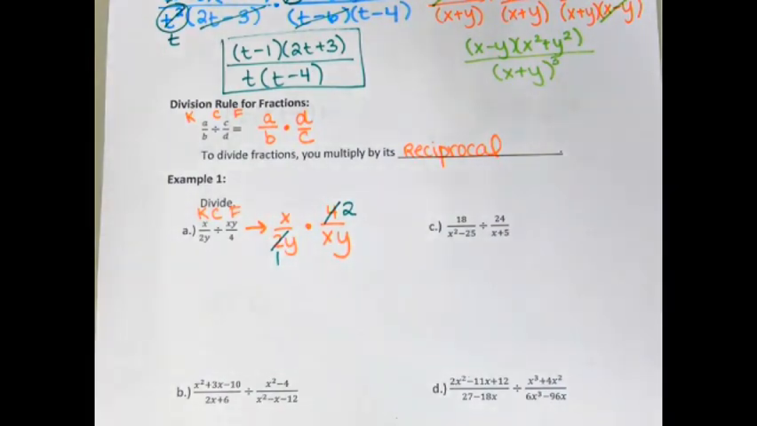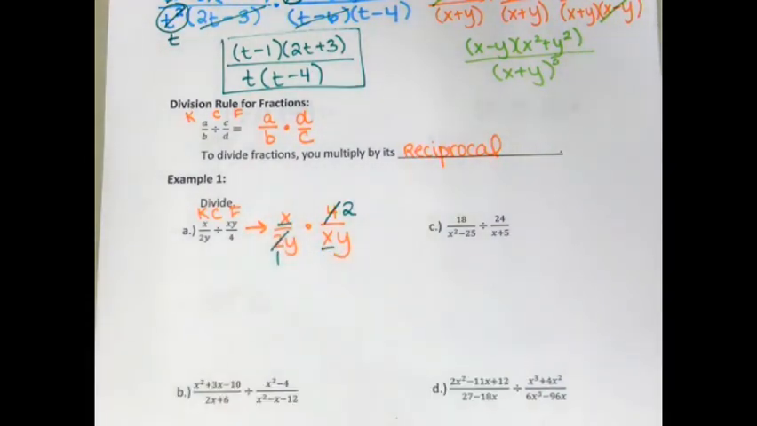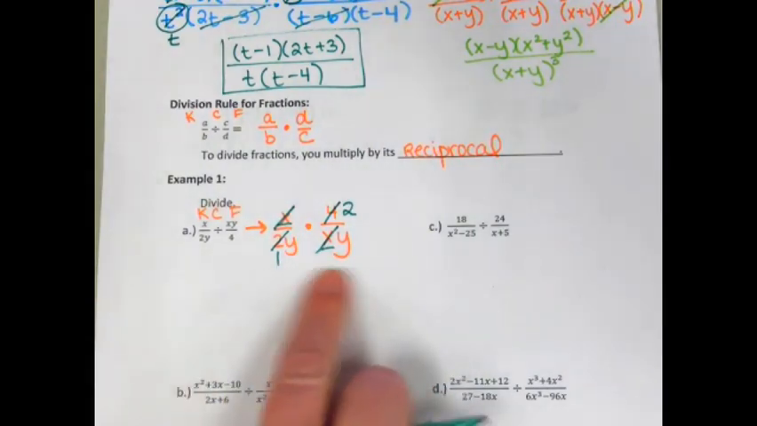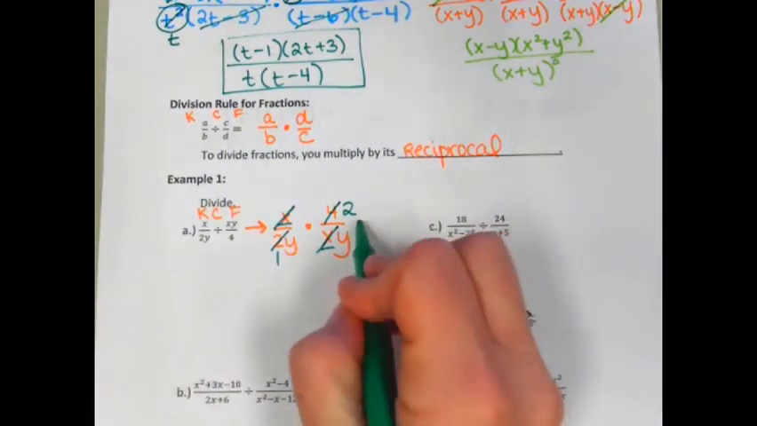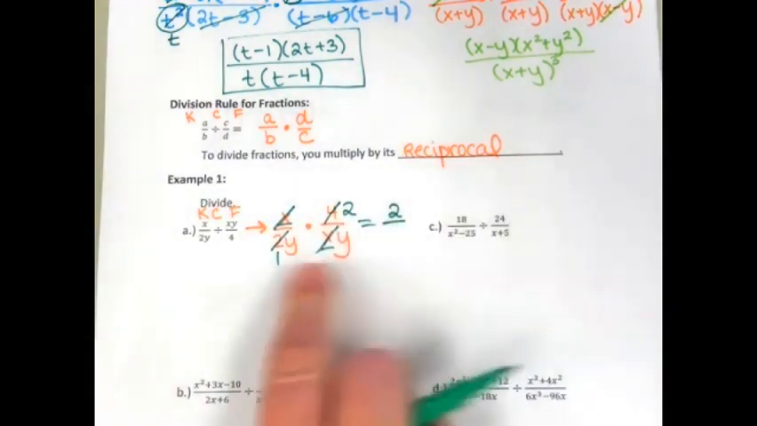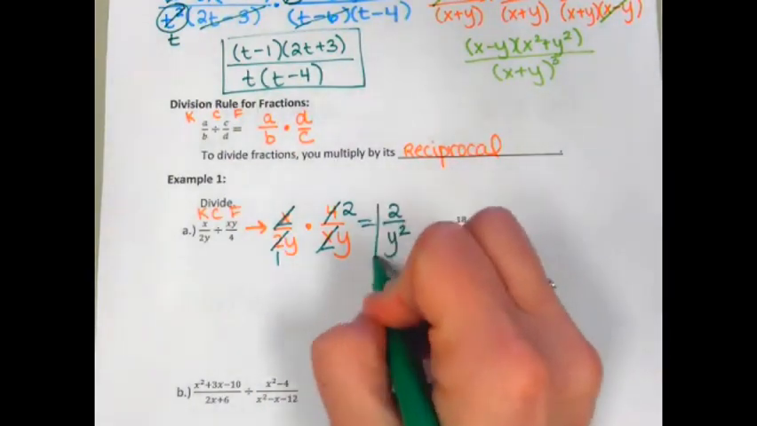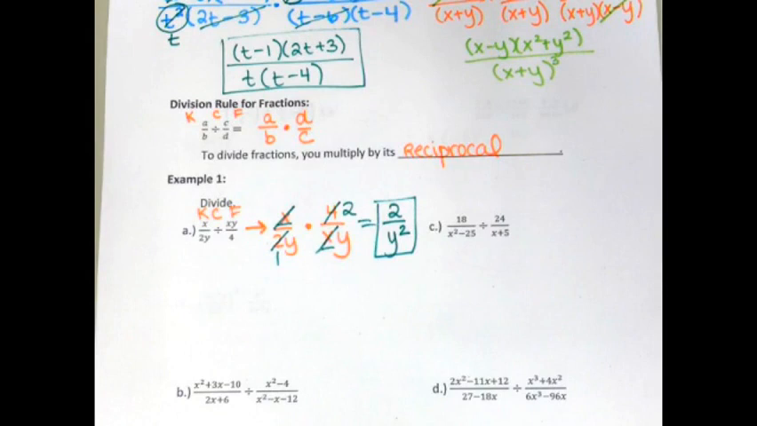Anything else? The x's. We have a single x and a single x. So what's going to happen to those? They're just going to cancel out. Anything else? No, because the two y's are on the bottom, right? So they have to stay. So in the numerator, what's 1 times 2? 2. And what's y times y? Y squared. And there you go. You just divided it. Okay.